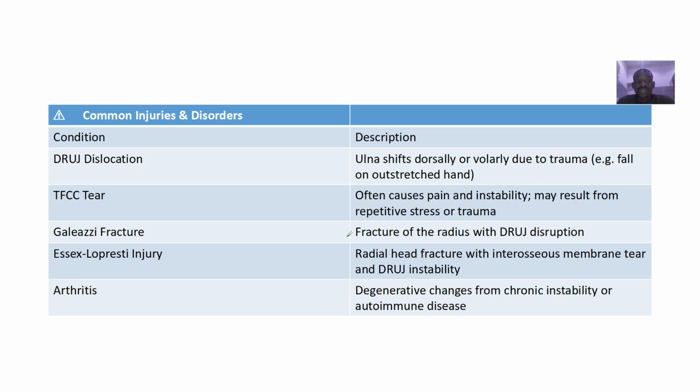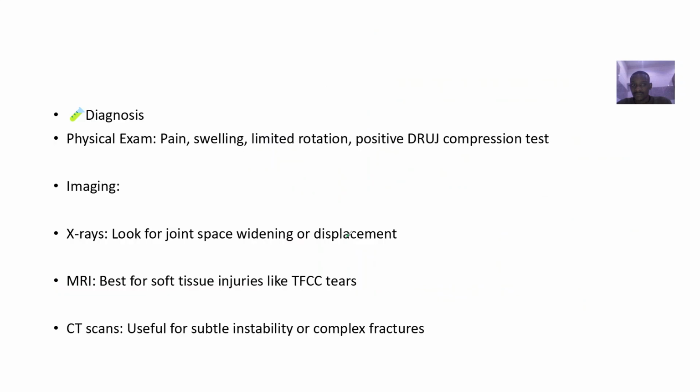Right, so these are all the various injuries that could occur at the distal radioulnar joint: dislocation, Galeazzi fracture, Essex-Lopresti injuries. All of them, we will come and discuss them. Do you understand? So before we discuss them, we're just talking about the distal radioulnar joint, so that it will not sound strange at that time.